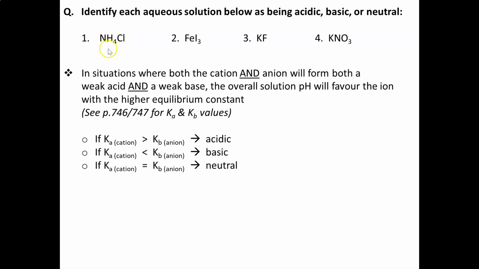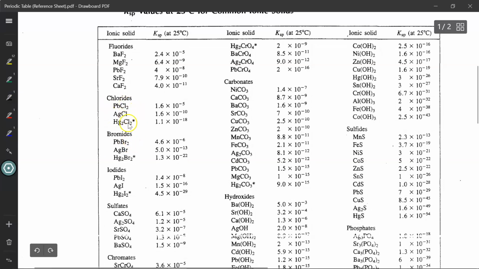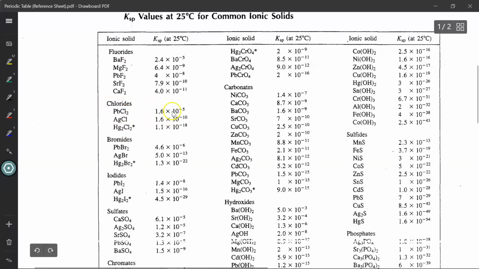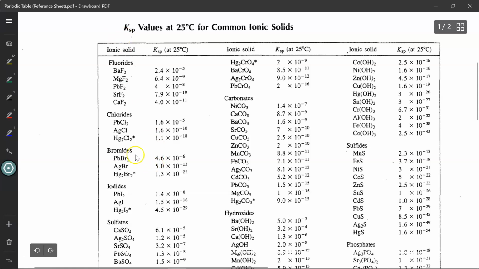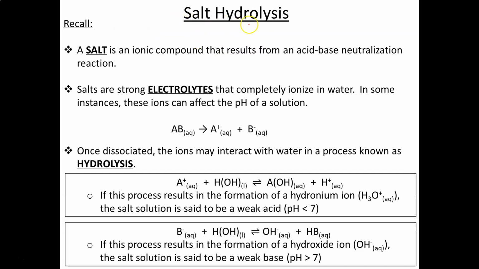Let's take a look at ammonium chloride. If you look at our reference sheet, you'll find that under the chloride section, ammonium chloride is not present. So that means its Ksp value is very large and ammonium chloride is very soluble. So that being the case, ammonium chloride solid will 100% dissolve in water, and when it dissolves in water, dissociate into its ions, ammonium ions and chloride ions. Now, if you recall, the topic of this lesson is salt hydrolysis.